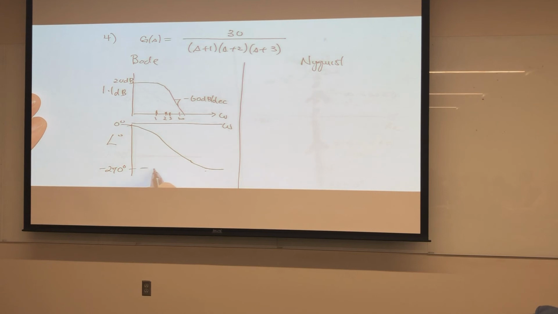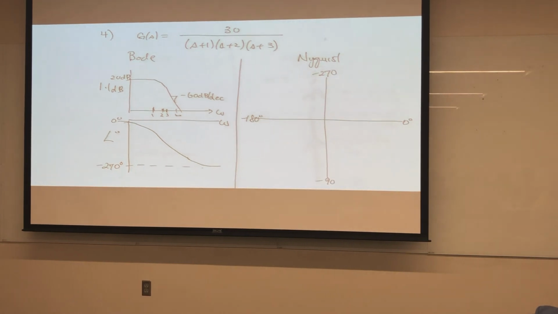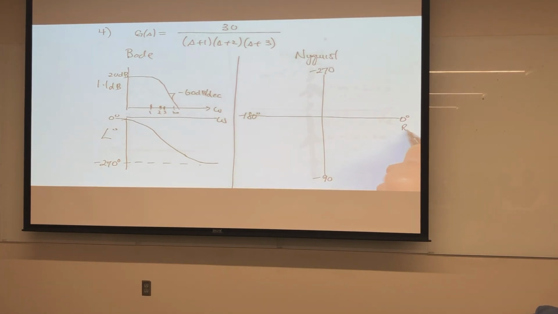Okay, it's going to end up at minus 270. Let's see what the Nyquist plot would look like. We'll call this 0 degrees, minus 90, minus 180, minus 270. Think of this as the real part and imaginary part of G. Real part of G, imaginary part of G.